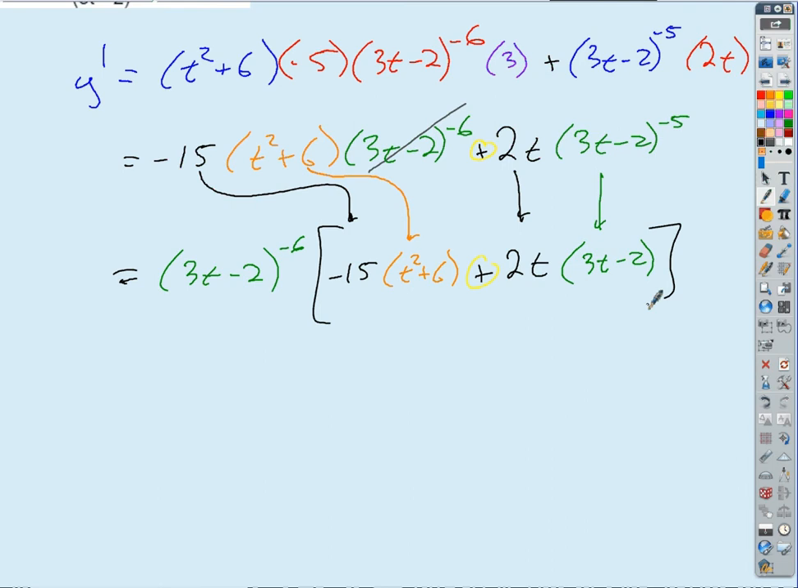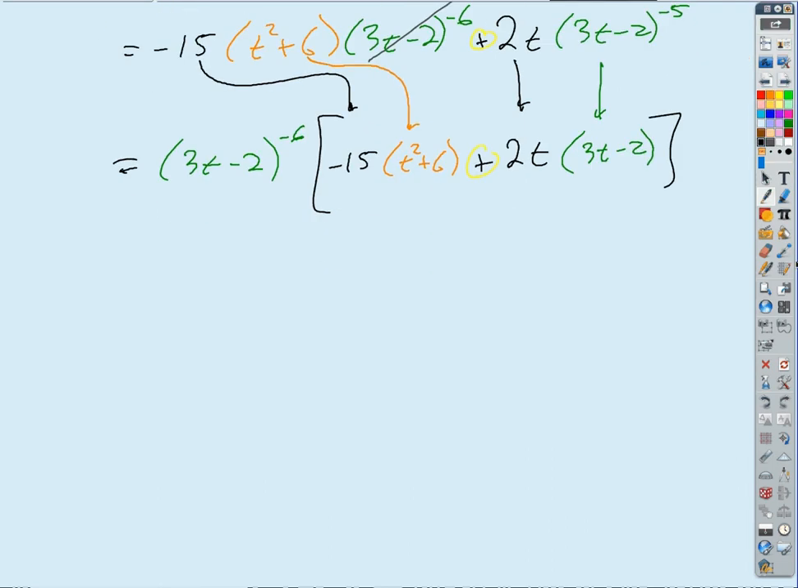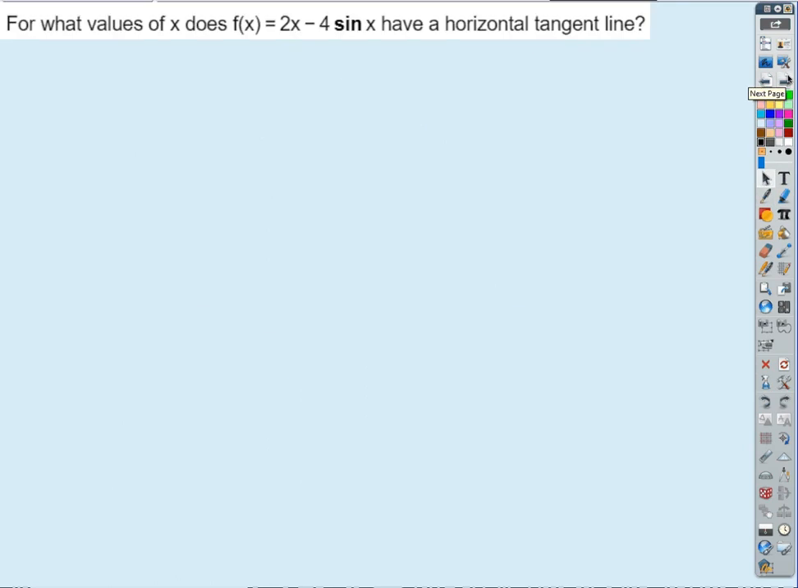So there's my answer. All I've got to do now is write it as a fraction, so that goes to the bottom. And then I could distribute the -15 through, distribute the 2t through, and combine like terms, that'd be done, right? Okay, I won't even finish it so we can get through everything. Do you want to look at one of these? Sure.